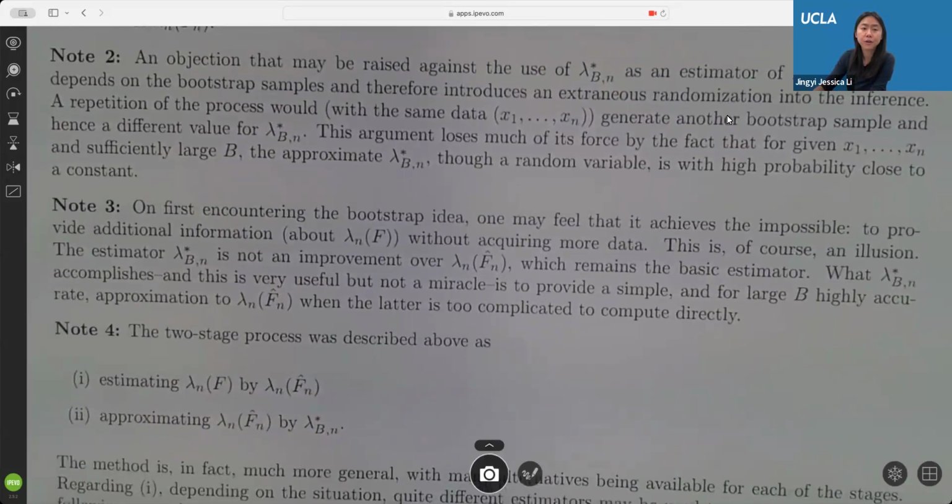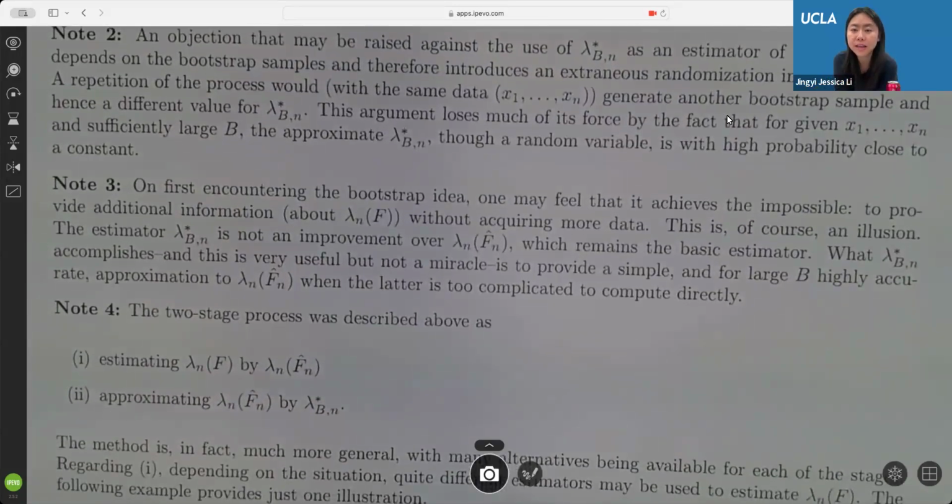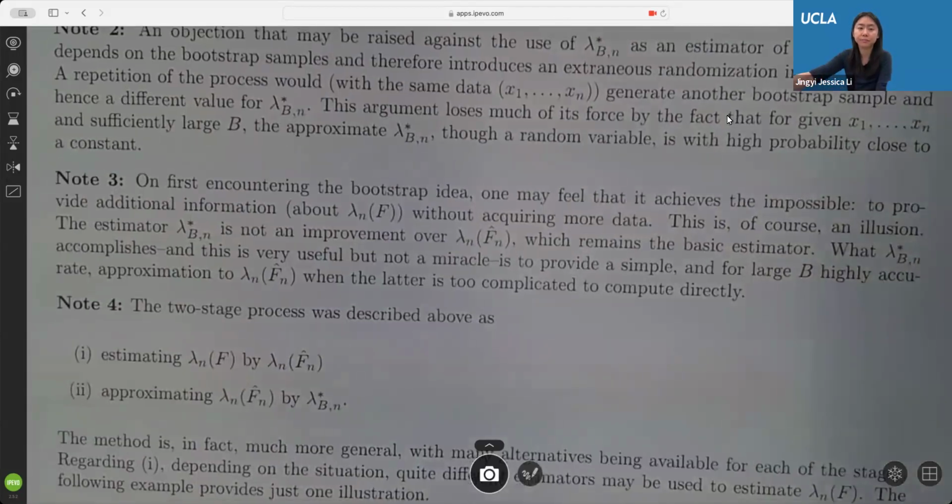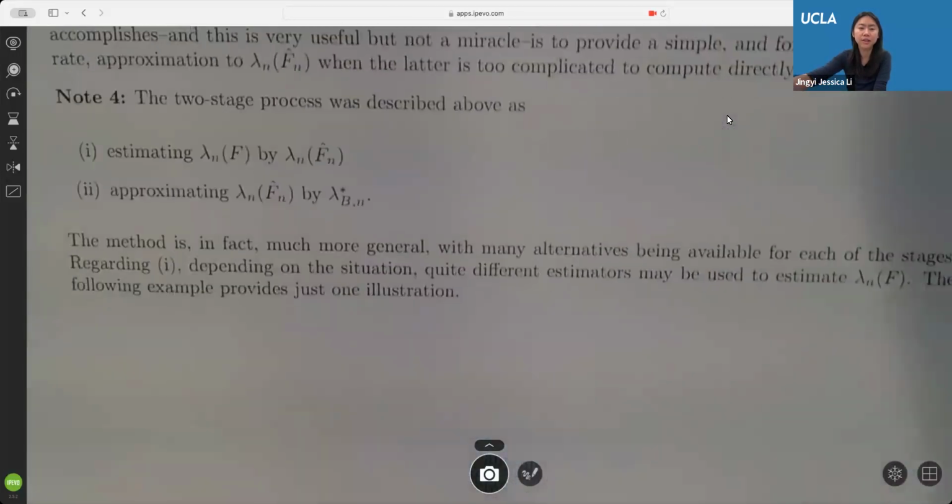Note 3. On first encountering the bootstrap idea, one may feel that it achieves the impossible: providing additional information about the performance measure lambda of F without acquiring more data, right? That's called self-saving. This is, of course, an illusion. The estimator lambda bn star is not an improvement over lambda of Fn hat, which remains the basic estimator. What lambda bn star accomplishes, and this is very useful but not a miracle, is to provide a simple and, for large B, highly accurate approximation of the plug-in estimator, when the latter is too complicated to compute directly. Okay, the two-stage process I already said.